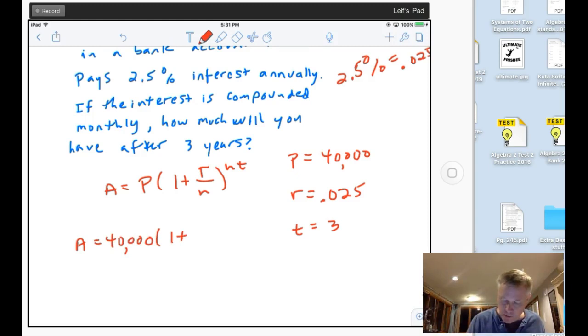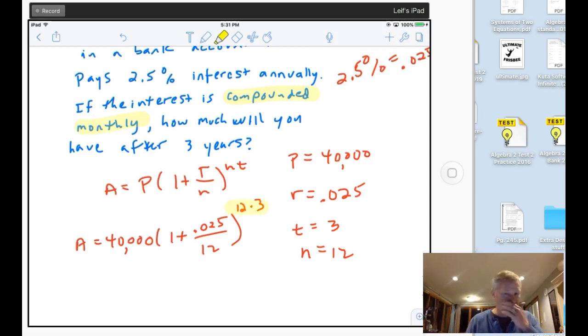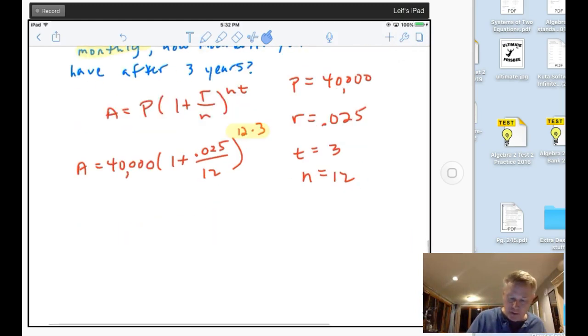1 plus R is 0.025 over N, which is, I forgot to write N is 12 because it's compounded monthly, to the 12 times 3. Okay, so depending on what this number is, you might want to do it out in your calculator ahead of time. If that was 12 times 18, you might want to punch that in there, because it's easier to work once you know that number. It's easier to punch it in because you can do that to the exponent in your calculator.